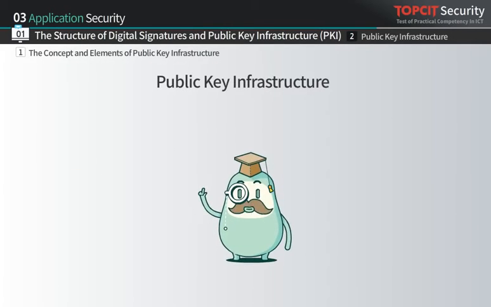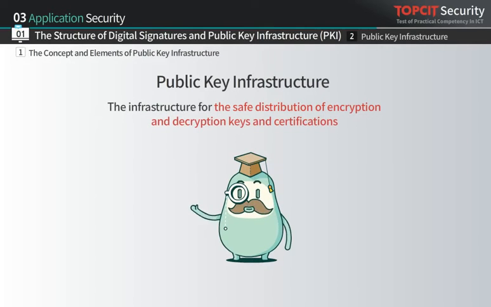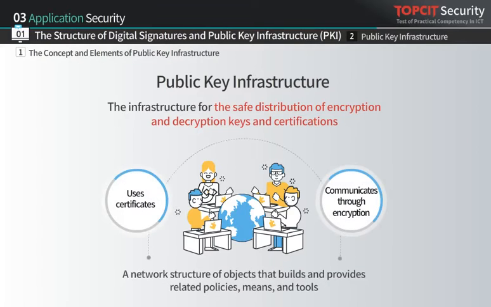Next, let's take a look at public key infrastructure, which is an infrastructure used to manage public keys. It refers to the infrastructure for the safe distribution of encryption and decryption keys and certificates, which provide information security services. In other words, in various applied areas that require safe communication, such as information system security and e-commerce, this can be seen as a network structure of objects that builds and provides policies, means, tools, etc.